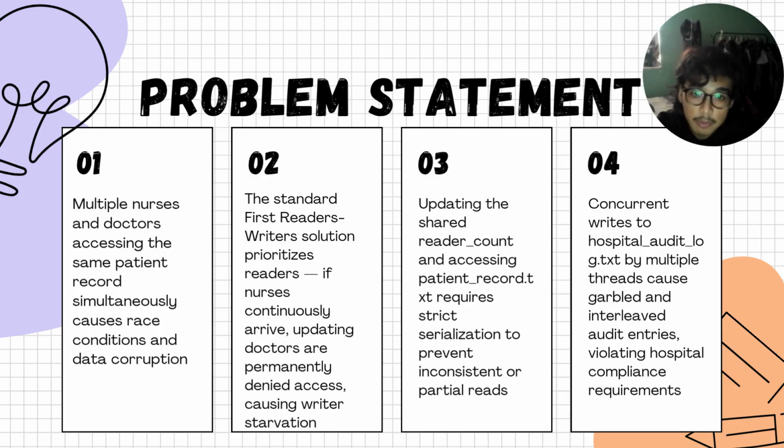Alright, so there are 4 problem statements. The first one is multiple nurses and doctors accessing the same patient record simultaneously, causing race conditions and data corruption. Second one is the standard first readers-writers solution. It prioritizes readers. If nurses continuously arrive, updating doctors are permanently denied access, causing writer starvation.